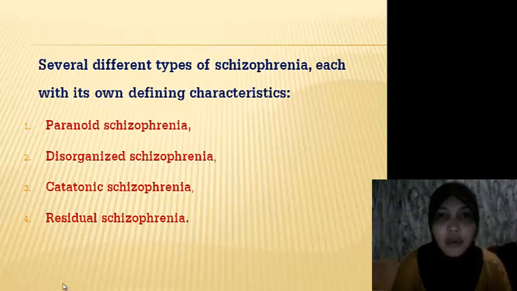You have to know the symptoms of schizophrenia. There are four symptoms of schizophrenia. The first is positive symptoms, the second is negative symptoms, and then cognitive symptoms and emotional symptoms. Positive symptoms, also known as psychotic symptoms, are symptoms that appear which people without schizophrenia do not have. For example, delusion.